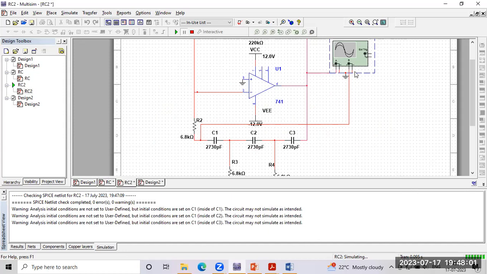We check the output waveform for each individual RC network. The main agenda of this RC phase shift oscillator is to generate a 360-degree output at 3.5 kilohertz. Another thing we need to check is how each individual RC network generates a 60-degree phase shift. This is how we are going to check.